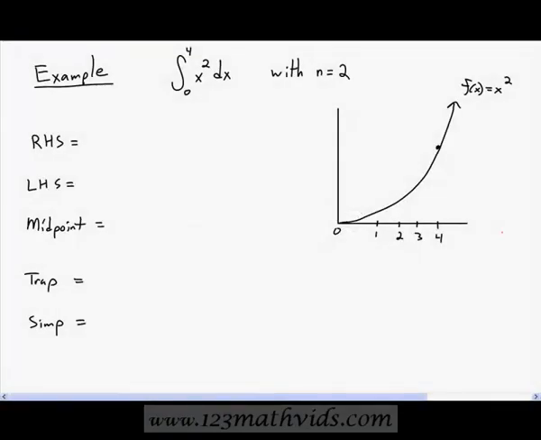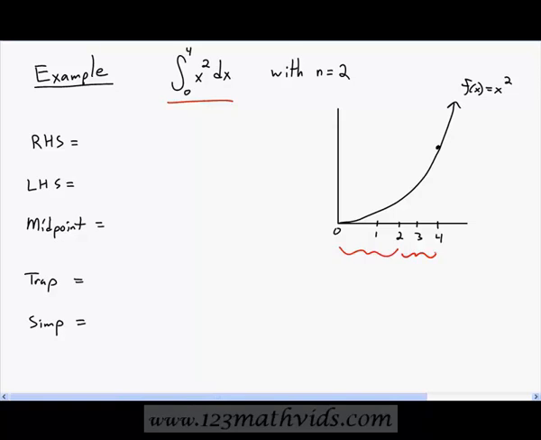Now let's go through some examples. So I have a specific function here. Here is my integral from 0 to 4 of x squared dx. And what we're going to do is divide this into 2 different intervals. So this will be our first interval, and this will be our second interval. And we're going to use these different approximating techniques to approximate this integral value.